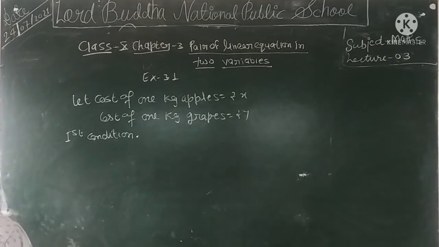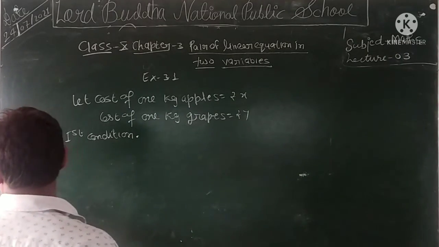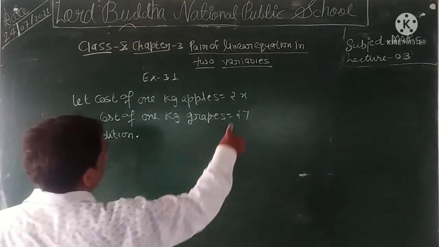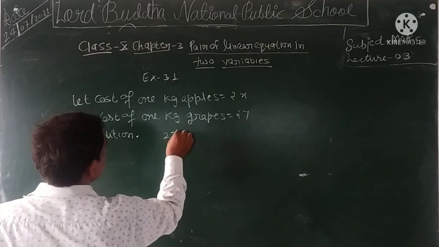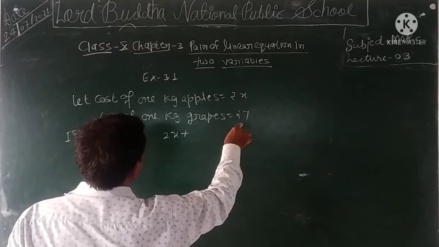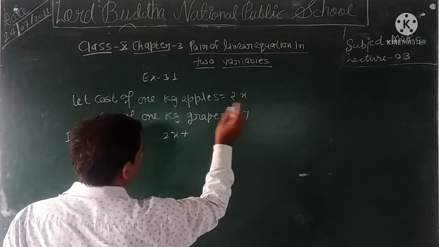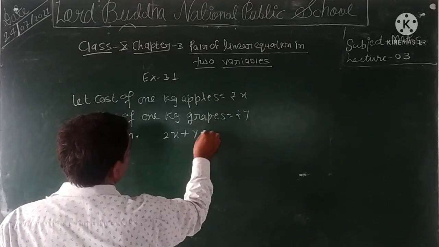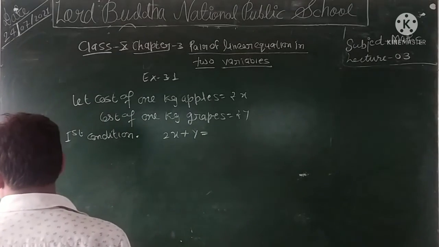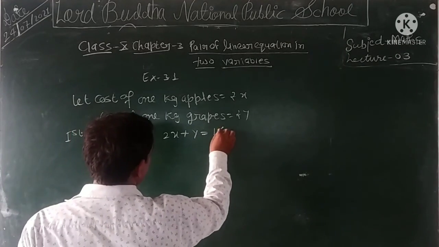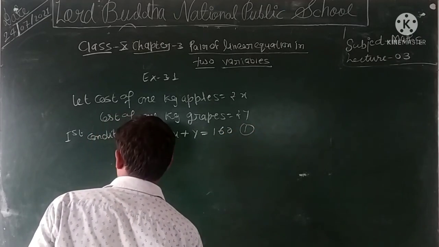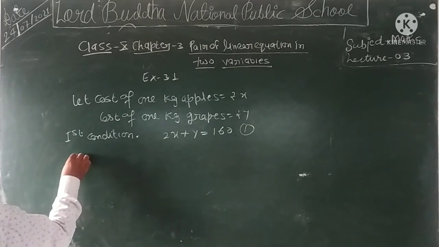The first condition is that 2 kg apples and 1 kg grapes. If the cost of 1 kg is X, then 2 kg will be 2X. Plus, if the cost of 1 kg grapes is Y, then it will be Y. And the total amount to be paid is 160. Okay? This is the first condition. Second condition.